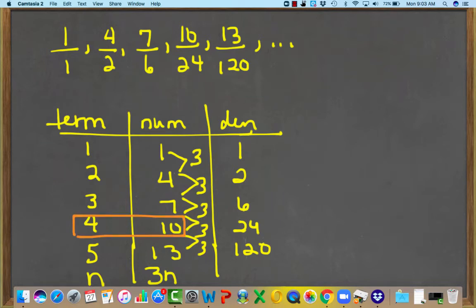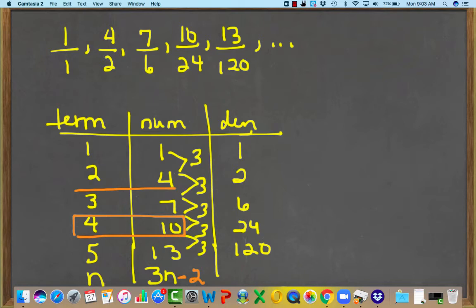So if I put in 4, 3 times 4 would be 12. But the answer for 4 is supposed to be 10. So I need to subtract 2. So the numerator should be 3n minus 2. Let's go ahead and check that with another set of numbers. Let's try 2 and 4. So if I do 3 times 2, that's going to give me 6, and 6 minus 2 is 4.